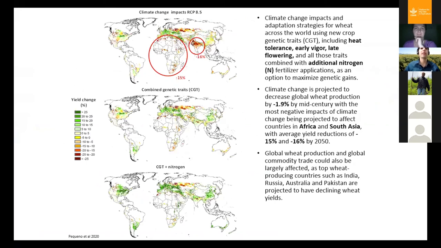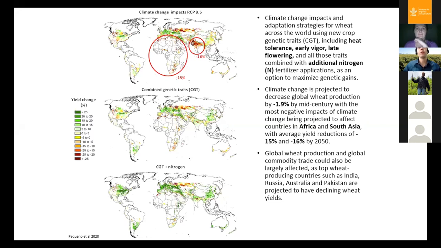In this slide, you can see at the top the climate change impacts. So you see the RCP 8.5. It's showing the climate impact in response to five climate models. We have an average of five climate models, and the response to RCP 8.5, to elevated CO2 and temperature.